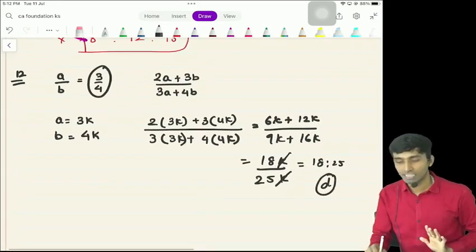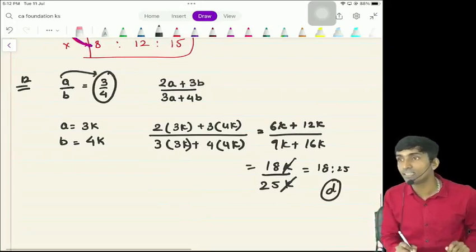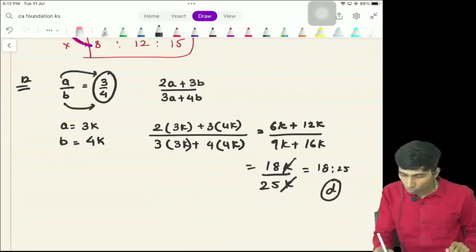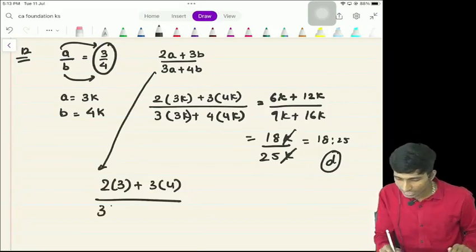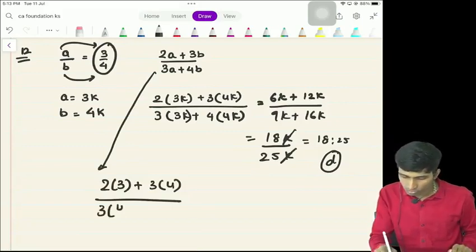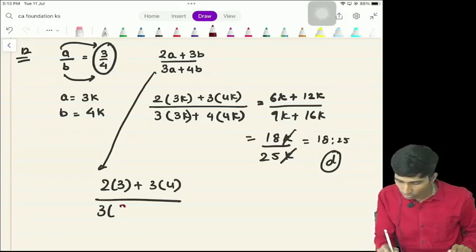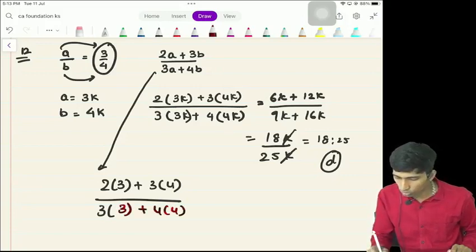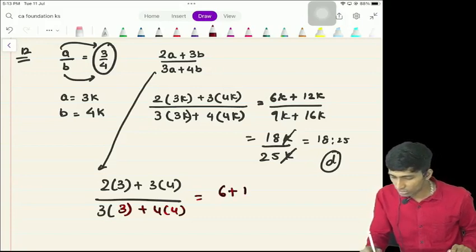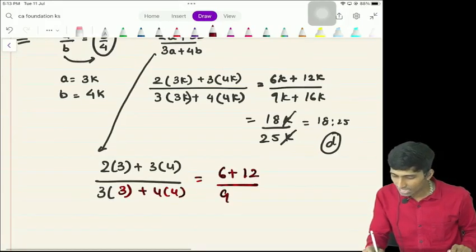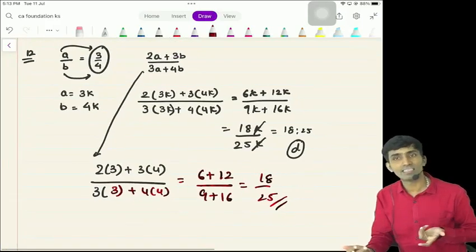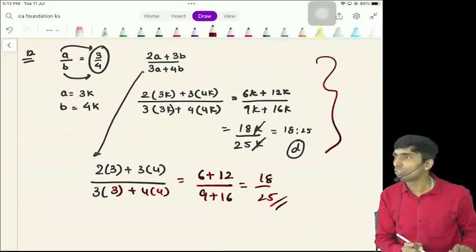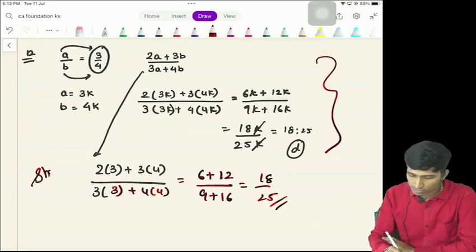No need to do like this. What you have to do? Just substitute A with 3 and B with 4 here. Understood? 2 into 3 plus 3 into 4, upon 3 into 3, A value, plus 4 into 4. 3 2s are 6. 4 3s are 12. 3 3s are 9. 4 4s are 16. 18 upon 25. Done. Easy now. Will you do this? No. It's a long cut. This is the shortcut for this. Okay, just substitute.